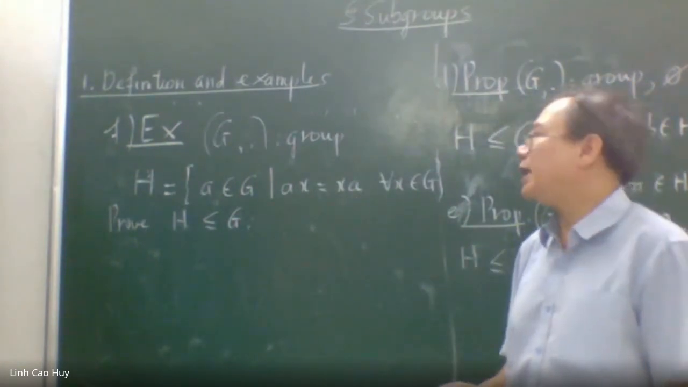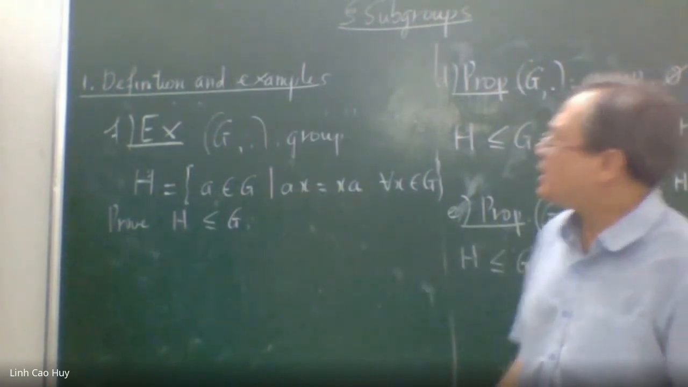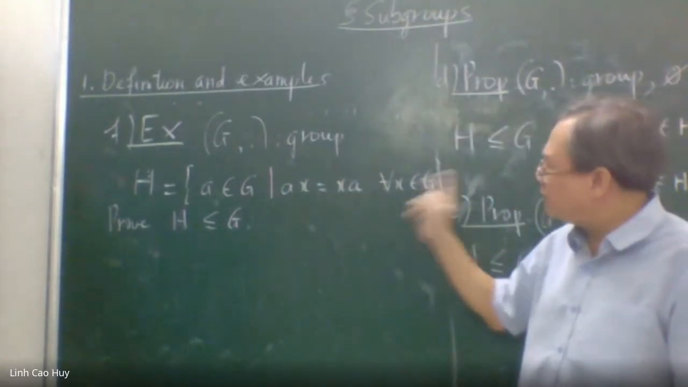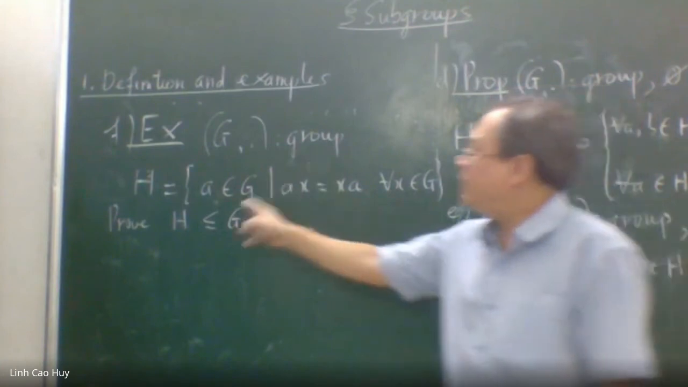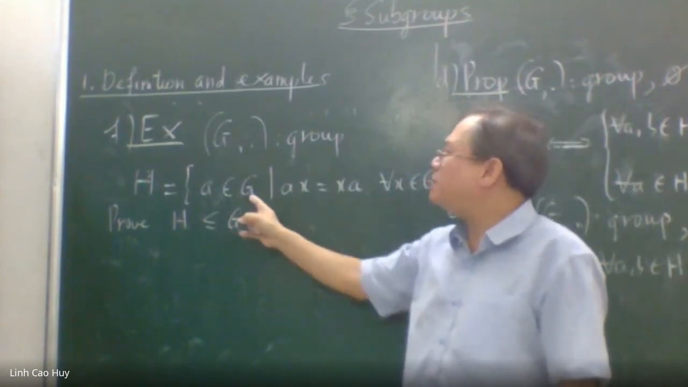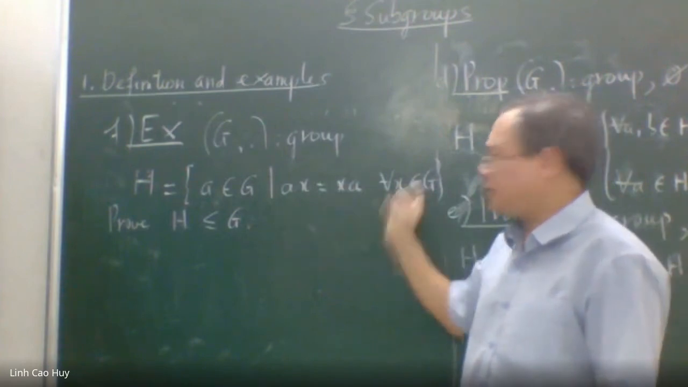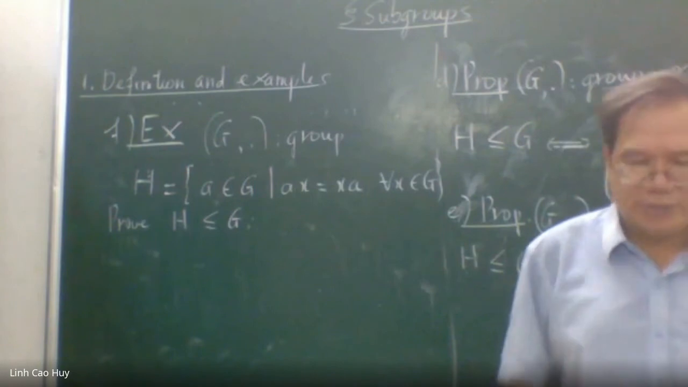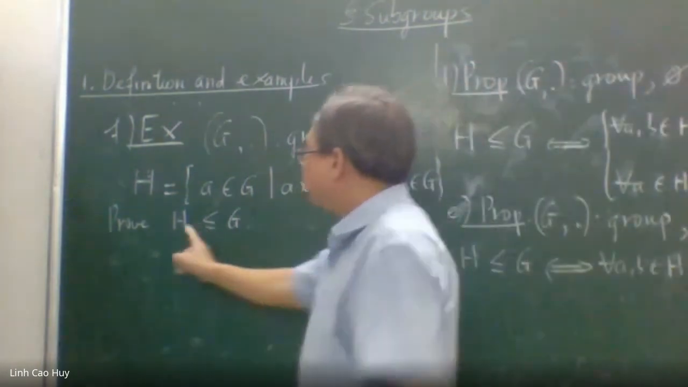Ý tôi muốn nói rằng là H là cái gì? H là tập tất cả các phần tử của G mà giao hoán được mọi phần tử của G. S is the set of elements of G that commute with every element of G. Okay? And we need to show that S is a subgroup of G.